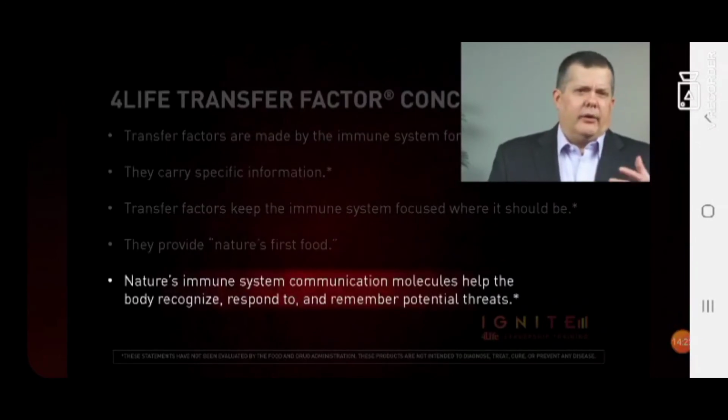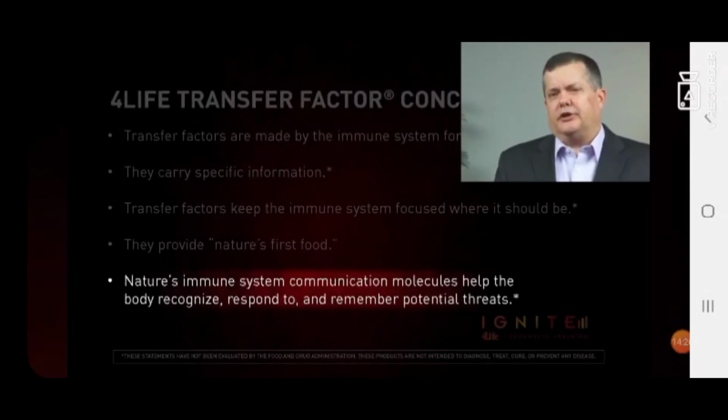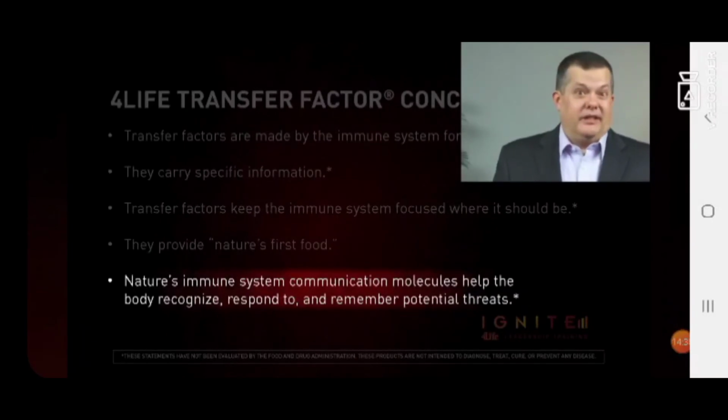And so to kind of wrap it up, we like to use what we call the 3 R's in helping you remember what functions transfer factors provide. First, as we talked about, they help the immune system recognize those things that are a threat. And that's a big deal because your immune system spends a lot of time making sure that that recognition is done right and that it doesn't misidentify, either missing it altogether or incorrectly saying something healthy is a threat.